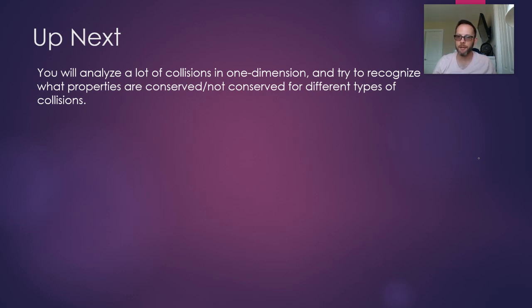So up next, you guys are going to do a little investigation on collisions in one dimension, and you're going to look at, hey, when two things collide, what properties are conserved? Are they conserved all the time? And you're going to look at that in terms of several different types of collisions. What we're going to call elastic collisions, inelastic collisions, and explosions. So it should be fun.